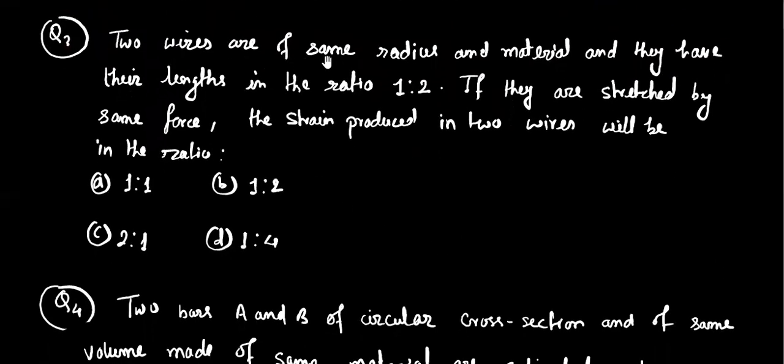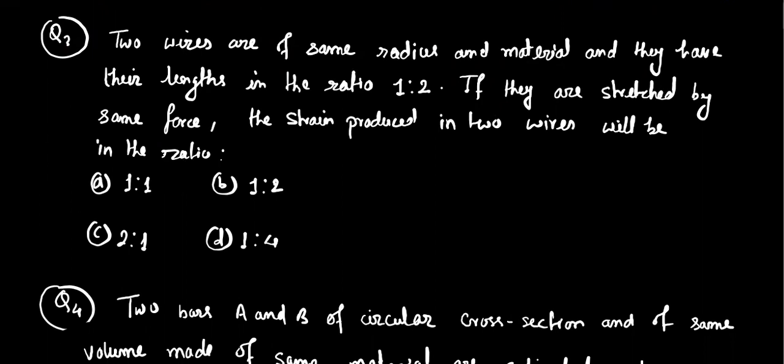Two wires are of the same radius and material and they have their lengths in the ratio 1:2. If they are stretched by the same force, the strain produced in the two wires will be in the ratio.